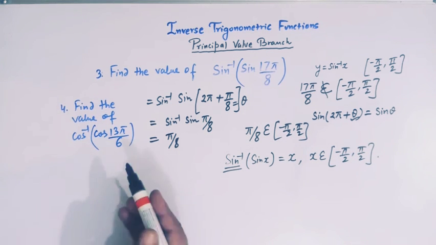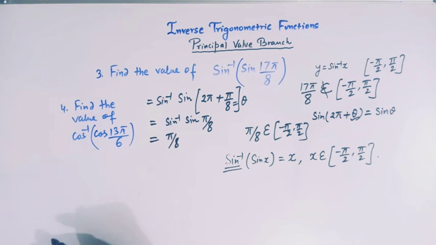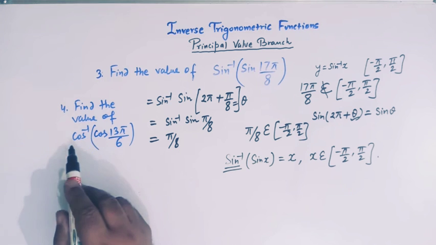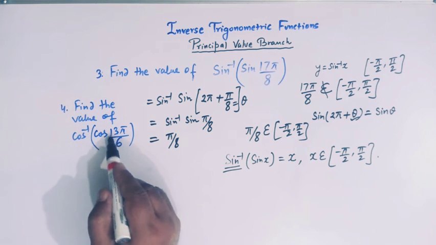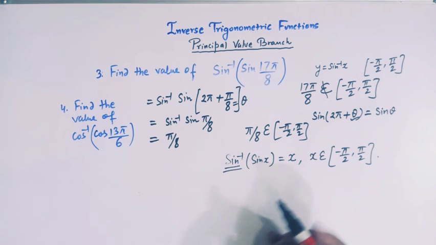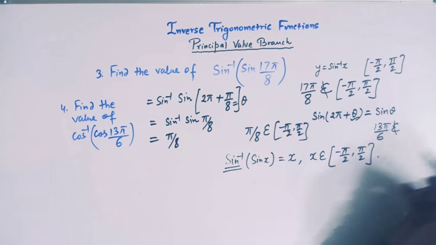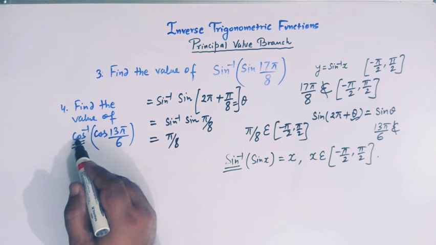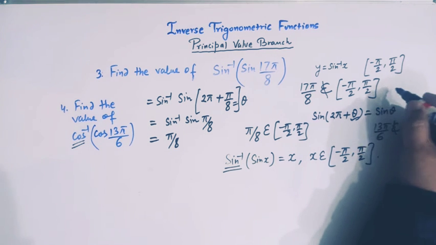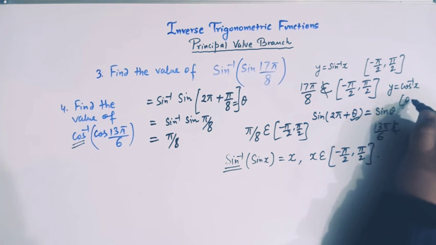Now let us take one more problem. Here we have to find the value of cos inverse cos 13 pi by 6. Now again here we see that we cannot cancel these two terms to get the answer, that is 13 pi by 6, because 13 pi by 6 does not belong to the principal value branch of cos inverse, right? And the principal value branch of cos inverse x is 0 to pi, right? And this is the closed interval.